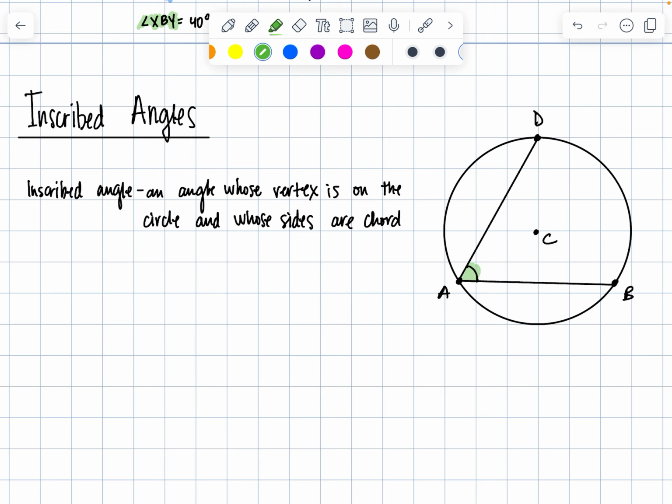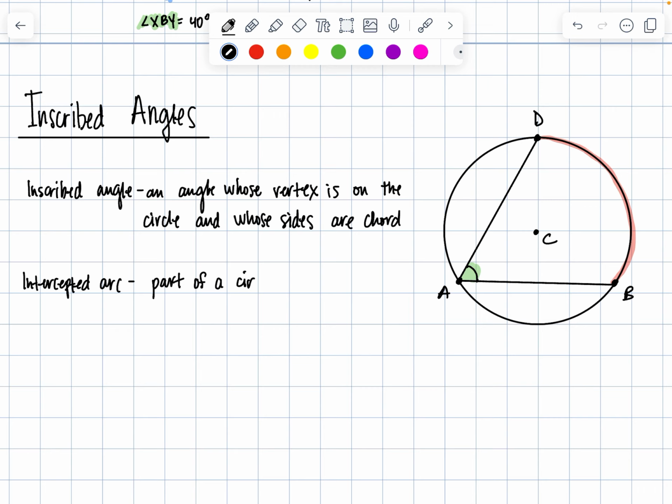Okay, we also have this arc here, this arc measure. This arc measure is going to be very, very useful in this case. Okay, we actually call this the intercepted arc. Intercepted arc, and this is the part of a circle's circumference. So as you can see, it is literally just an arc length or an arc measure.